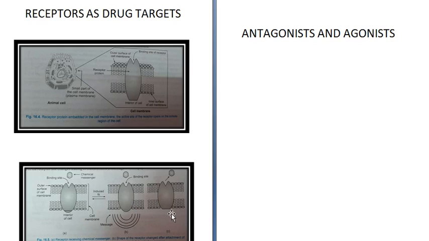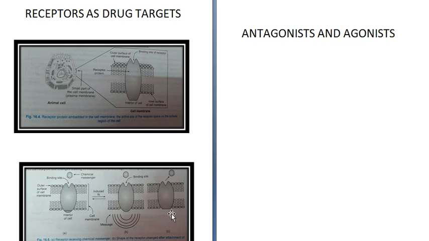Now again, the receptor is showing selectivity for the chemical messenger. Not every messenger will be received, and they receive them at their active site, following which their shape changes, leading to transmission of the message without physical relocation of the receptor protein. So this is how receptors act as drug targets.